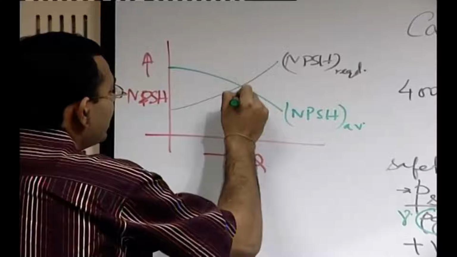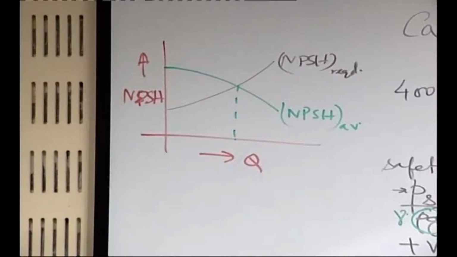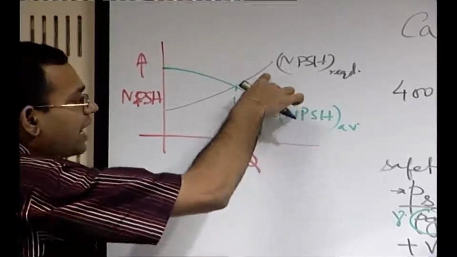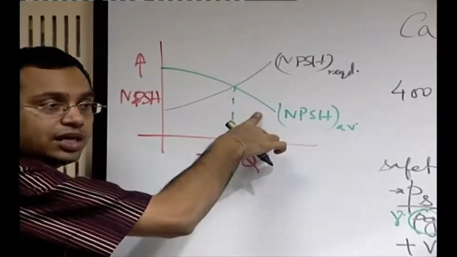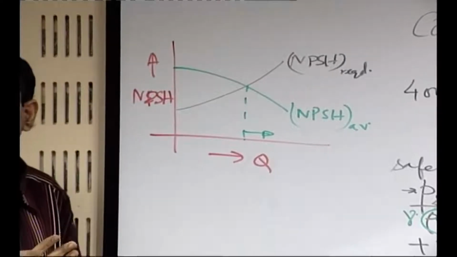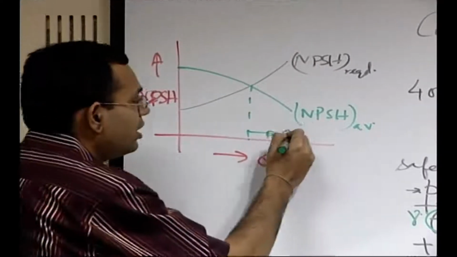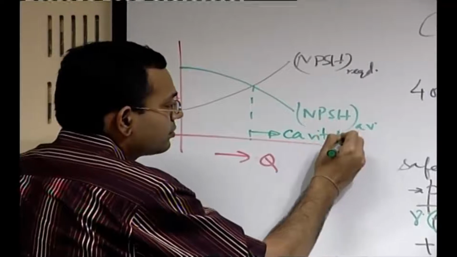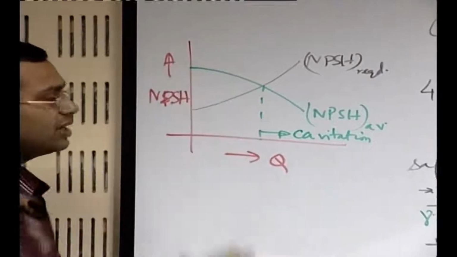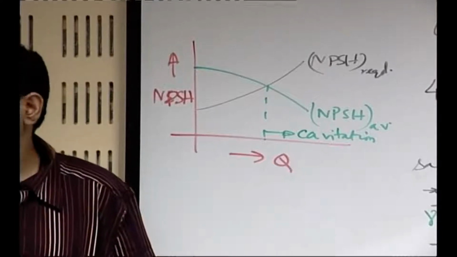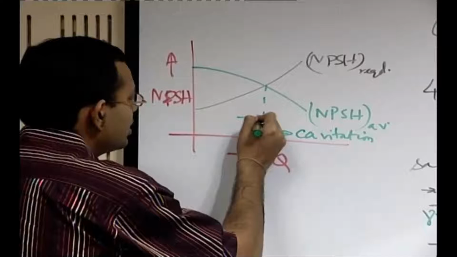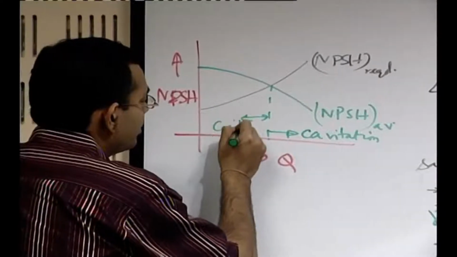So you can clearly see that there is a point of intersection. To the right of it you have NPSH required more than NPSH available, that means the system is not able to supply enough NPSH and therefore this will indicate a cavitation, and if NPSH available is more than NPSH required, that will indicate that it is a cavitation free operation. So this is sort of cavitation free.